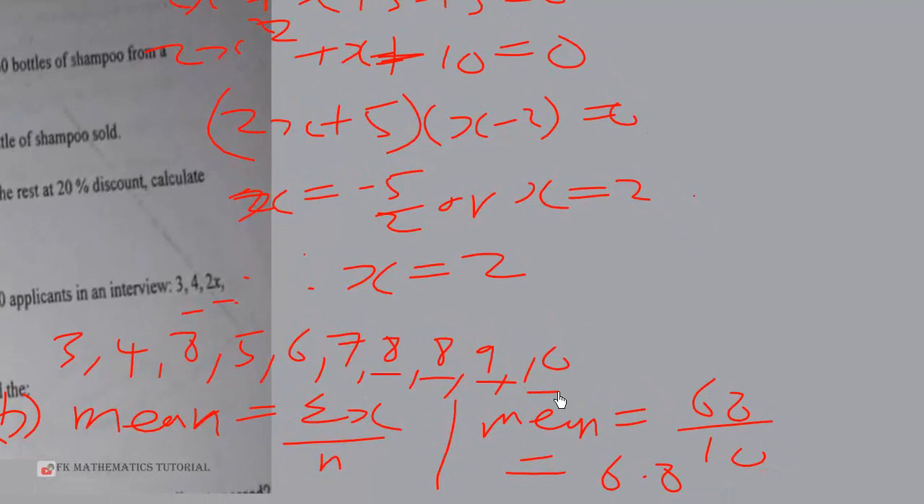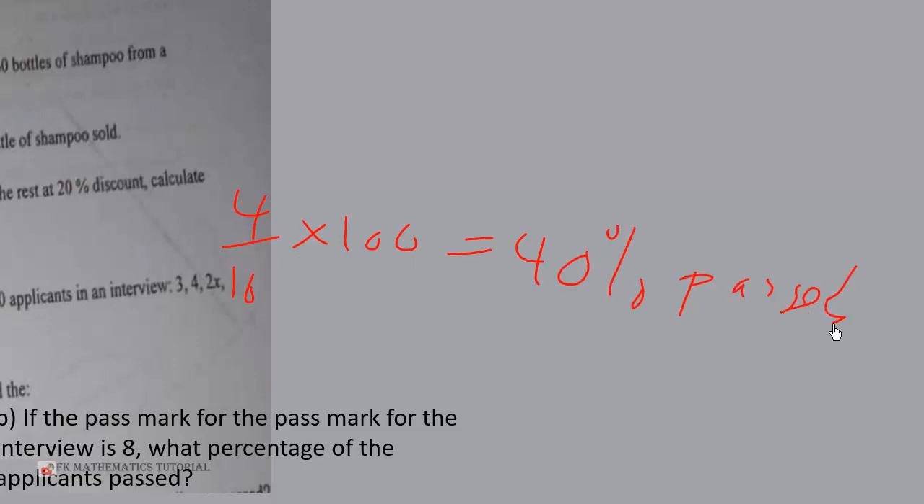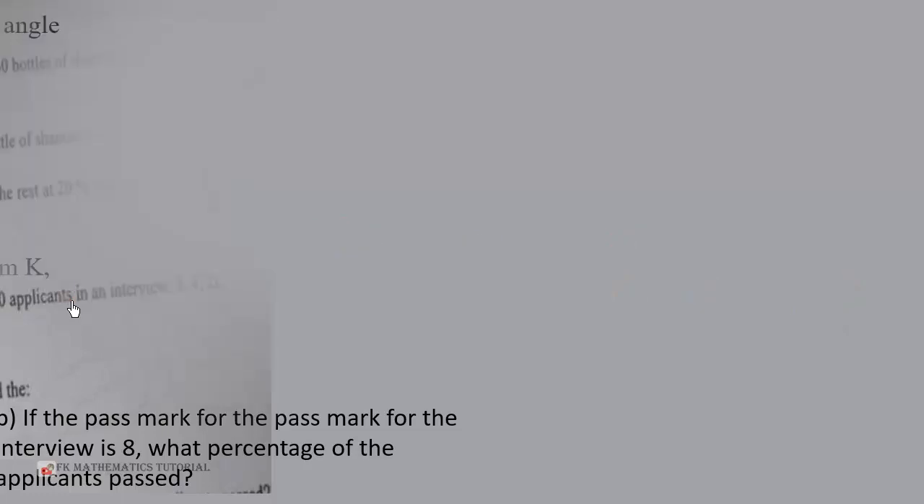So if 4 people are passing, then the percentage of people who pass is 4 over 10 times 100. And that will give us 40% passed. So that is the B part of the question. Now let's proceed to question number 9.